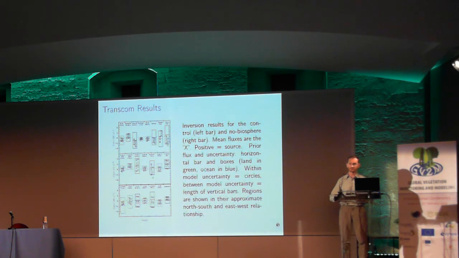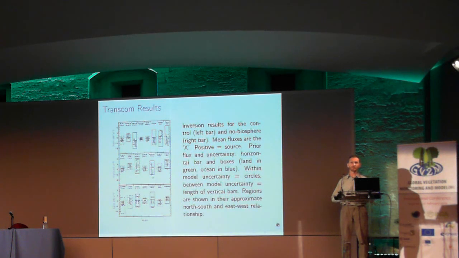Here's the answer. This diagram usually takes 10 minutes to explain on its own. There's only one thing about it that really matters here. What we see is what's called a box and whisker plot for the 26 regions. The boxes show the spread that we expect in the prior. So the horizontal bar says this is what our prior estimate was. The box shows you how uncertain we think that estimate was. And the vertical bars show the answer.